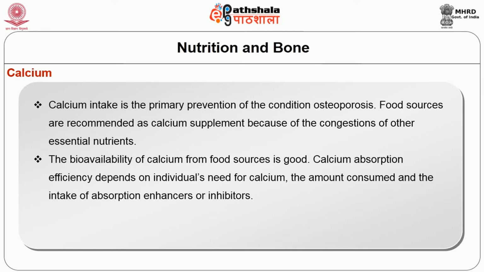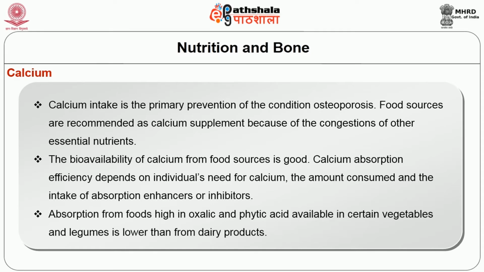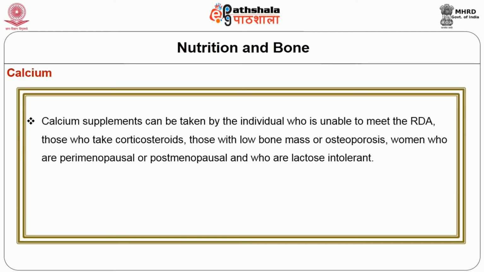The calcium absorption efficiency depends on the individual need for calcium, the amount of calcium consumed, and the intake of absorption enhancers or inhibitors. For example, absorption from foods high in oxalic and phytic acid, which are available in certain vegetables and legumes, is much lower than from dairy products.